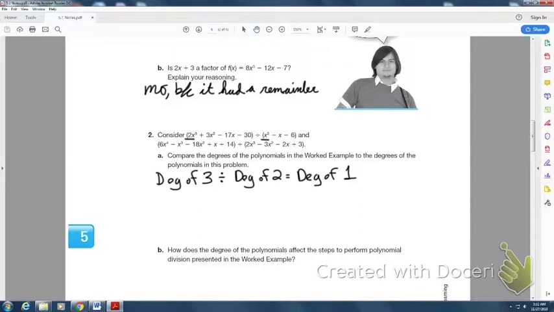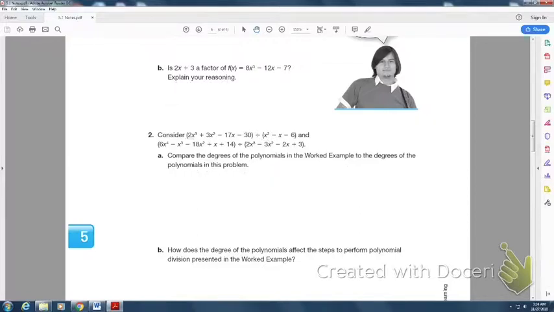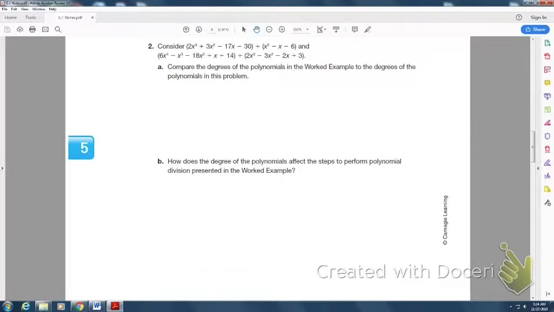B is just kind of a ridiculous question. It just asked, does the degree of the polynomials affect the steps? No, it does not affect the steps. It's always going to be divide, multiply, subtract, drop down, repeat. It's not going to affect the steps of it all.